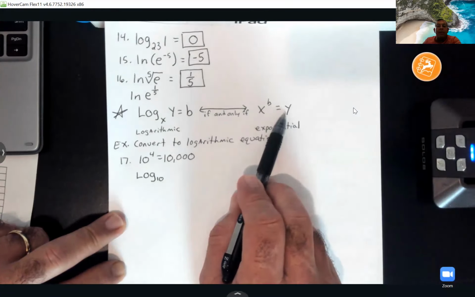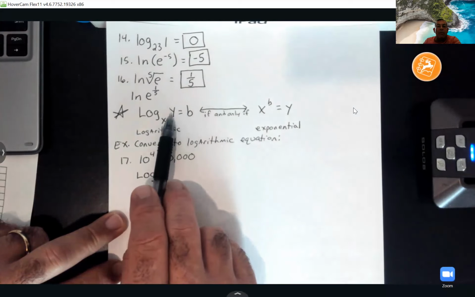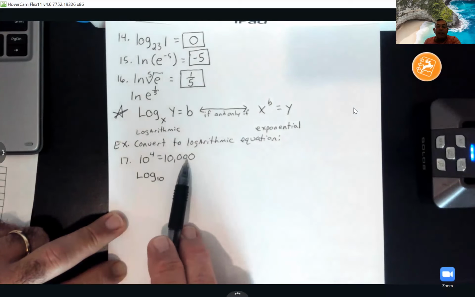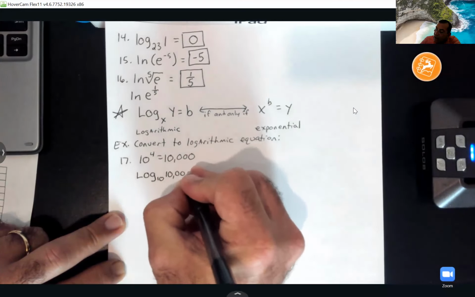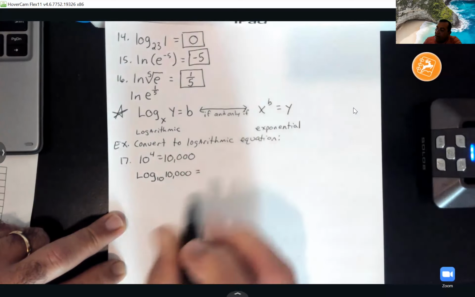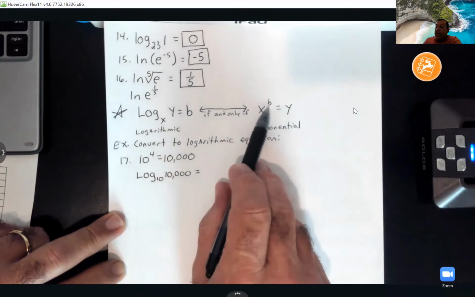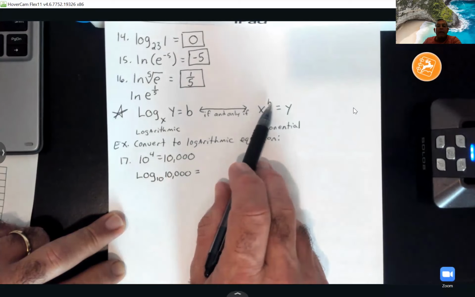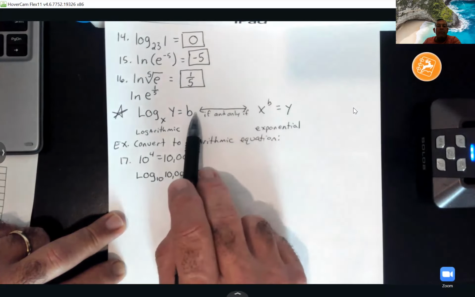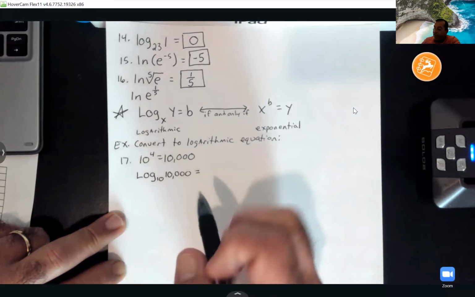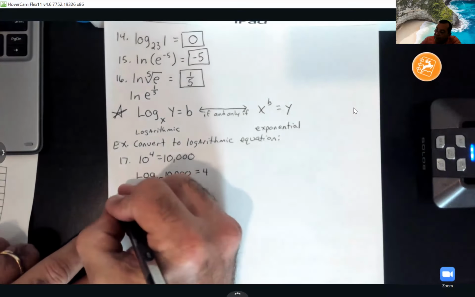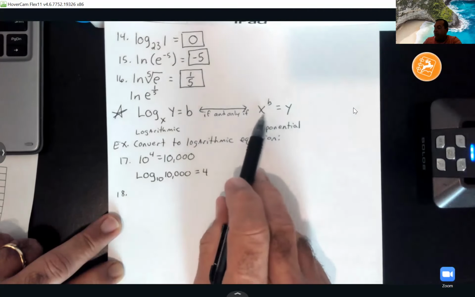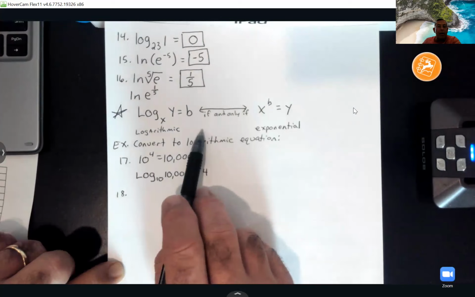The result of the exponential becomes the result of the logarithmic. Well, the result is the 10,000. So I bring down my 10,000 as the result to my log. And then that's going to equal the exponent. The exponent of the exponential becomes the answer for the log. So that's going to be the 4. Okay? That's all there is to it. Put piece by piece what goes where, okay?